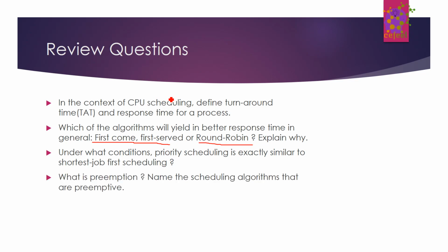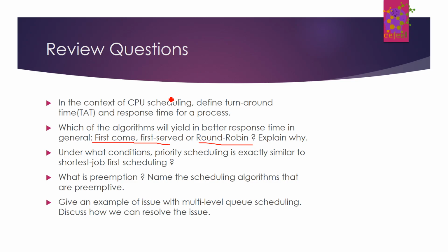Next, what is preemption? Remember, this was one of the basic concepts that we discussed. And name the scheduling algorithms that are preemptive. Lastly, give an example of an issue with multi-level queue scheduling. Discuss how we can resolve the issue, using which approach, and what is the new algorithm that can be used to resolve this issue.